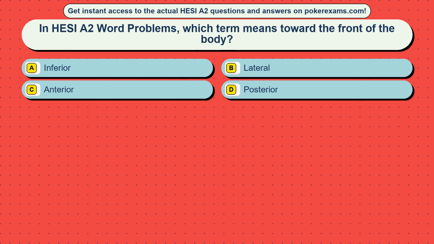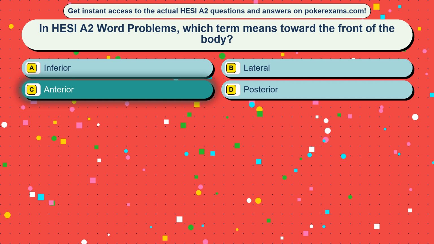Question 43. In HESI A2 Word Problems, which term means toward the front of the body? Option A, inferior. Option B, lateral. Option C, anterior. Option D, posterior. The correct answer is option C, anterior.